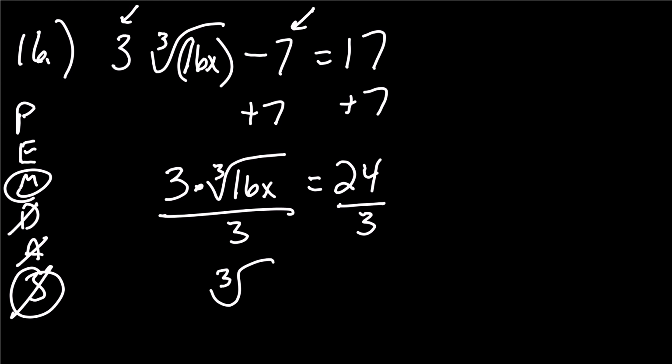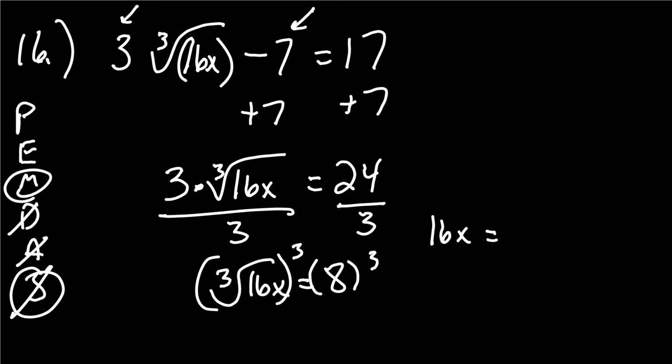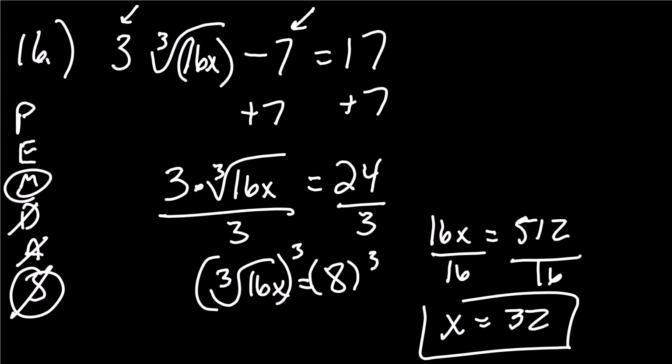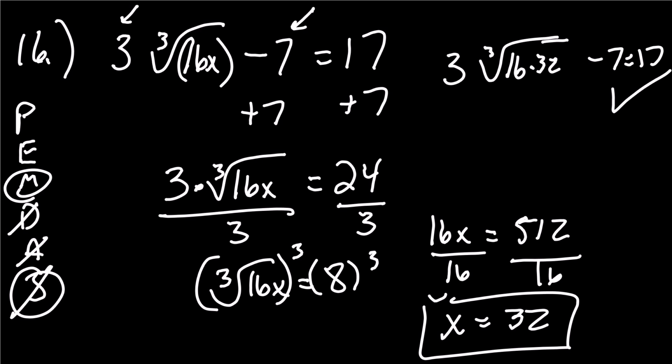I get the cube root of 16x equals 8. Now I have to cube both sides. I get 16x equals 512. So I divide by 16, get x is equal to 32. So now I'm going to plug it in and check my work. So I'm going to say 3 cube root of 16 times 32 minus 7 equals 17. And it works. And that's it for 16.